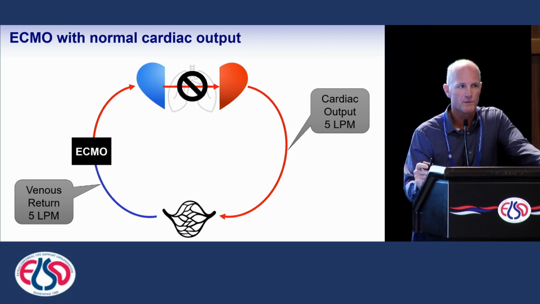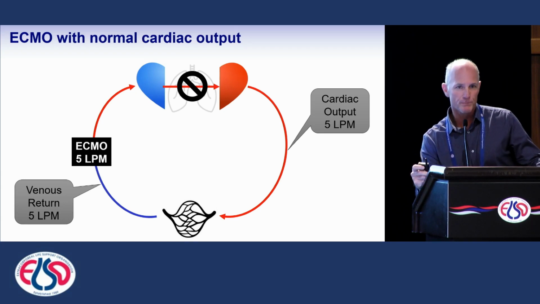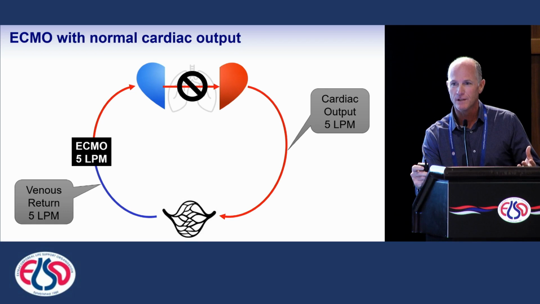What do you think the ECMO flow is going to be in this example? I went to public school in Texas, and I like easy math. 5 liters per minute. Wow. Okay. This is really nice because 100% of the venous return goes through the ECMO circuit. It's 100% oxygenated before it ever goes to the lungs, so it doesn't matter if the lungs are working.